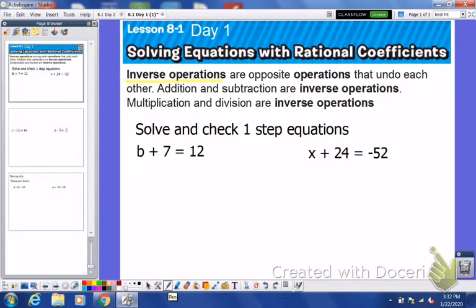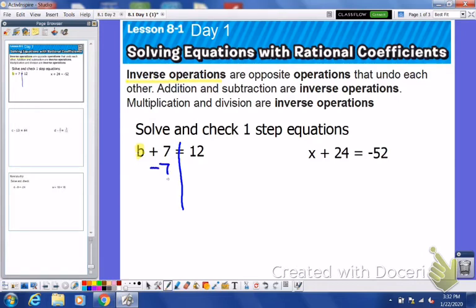So if we have b plus 7 equals 12, the first thing we're going to want to do is draw a line down through our equal sign, because anything I do to one side of my equation, I must do to the other side. It's kind of like a seesaw. In order to keep it balanced, you have to do the same thing to both sides. I'm adding 7 to b, and my goal is to get my variable isolated, so I need to get rid of this plus 7. My inverse operation of adding 7 will be to subtract 7.